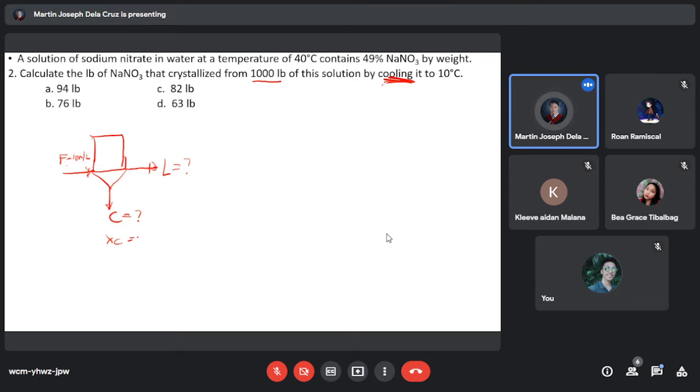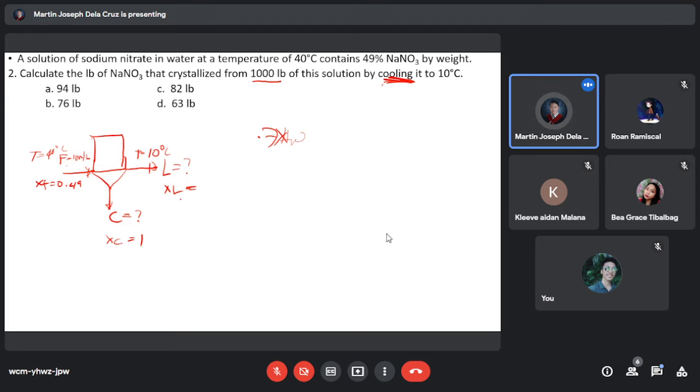So what about our XC? XF is 0.49 and then your XL is what? In here class, you take note na by cooling it to 10 degrees Celsius. So meaning to say you have 10 degrees Celsius here. T is equal to 40 degrees Celsius. So, in here class, hindi naman siya hydrous solution. So, meaning Xc natin is 1 plus. Okay? So, wala siyang yung ganito, yung 7H2O, 10H2O, ganun. So, walang ganyan. So, automatically, Xc is equal to 1.